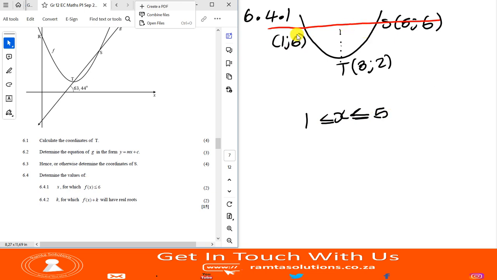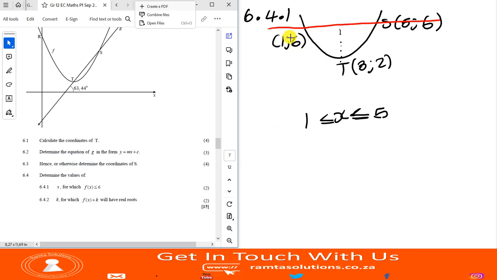Do you guys get it? The x value here is 1, the x value here is 5. So below this point, this is where f of x is less than 6. But where is it equal to 6? When x is equal to 1 and when x is equal to 5. So we are good to go. Okay? Perfect.